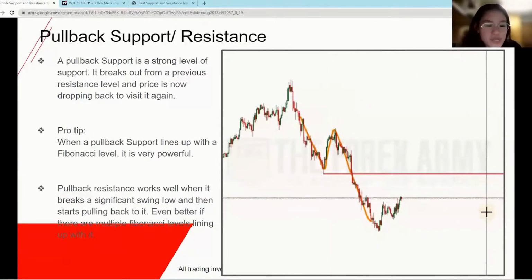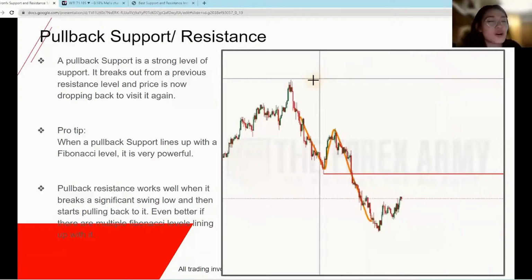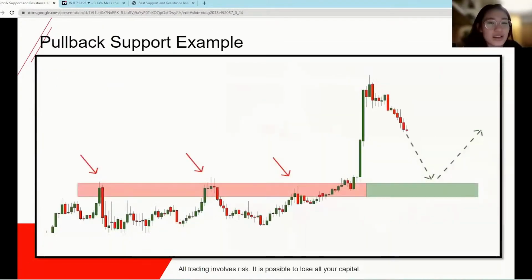Okay, I hope that makes sense, but let's take a look at a couple more examples if you don't understand what I have said so far. Okay, so here's another example. At the red area, price has tested this level 3 times. So it's pretty strong. We have a multiple swing high here, but you can see price cuts through this level. So it broke the red area, and once it breaks through, it's now a pullback support. Instead of a swing high resistance, it's a pullback support.